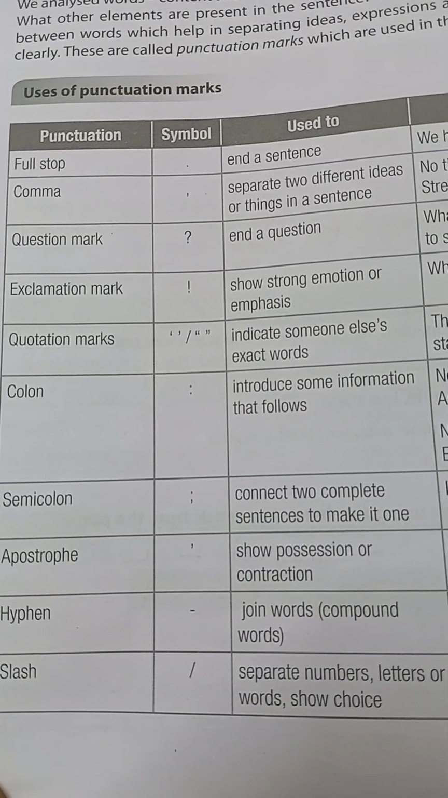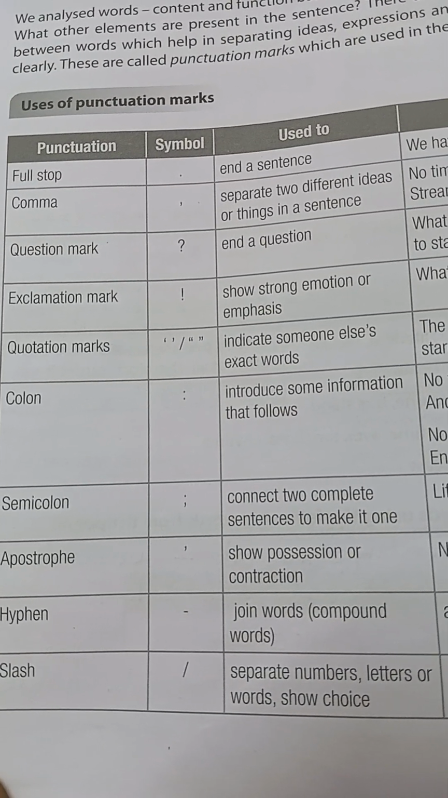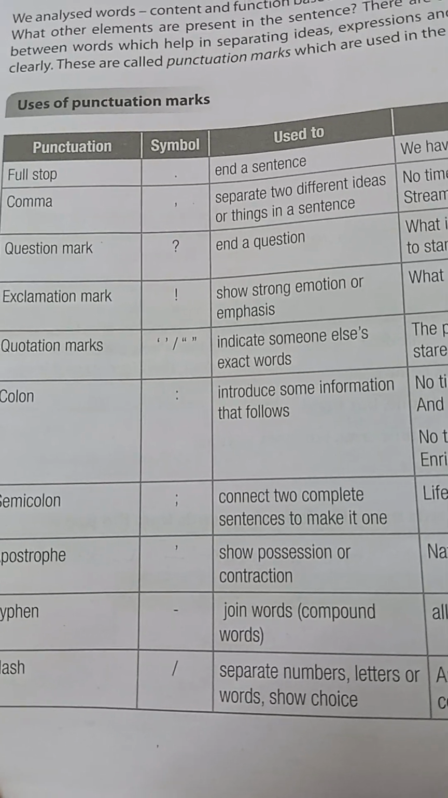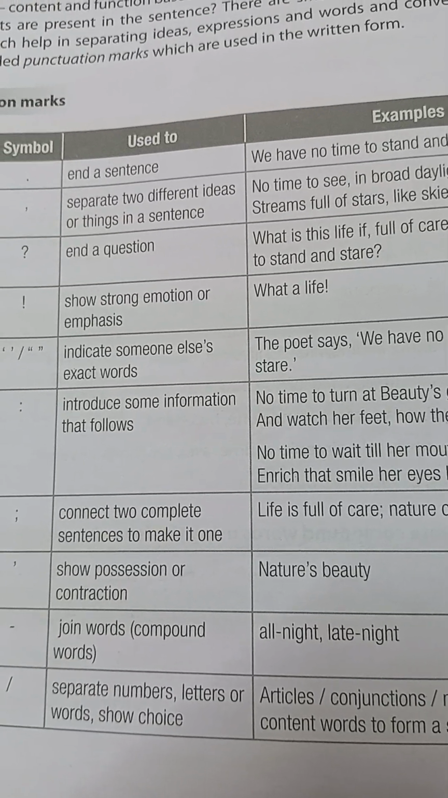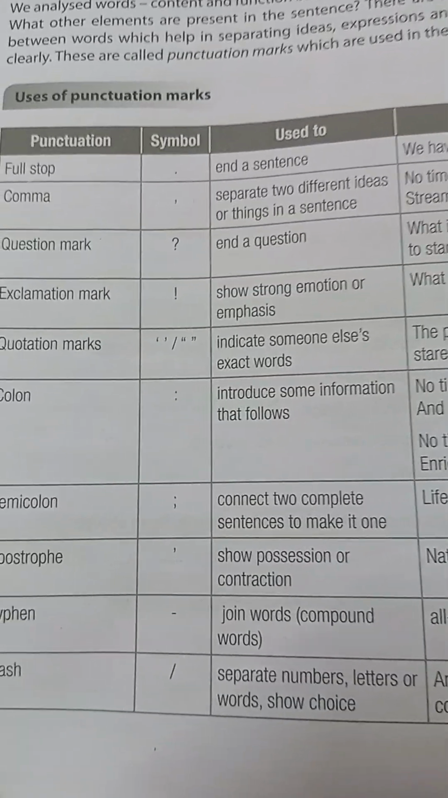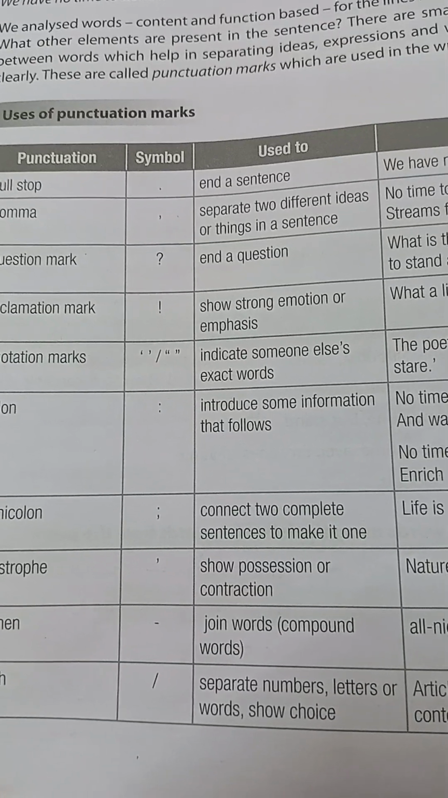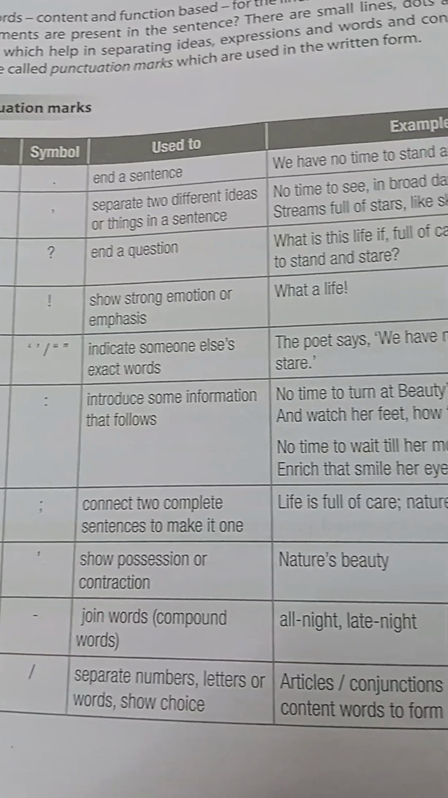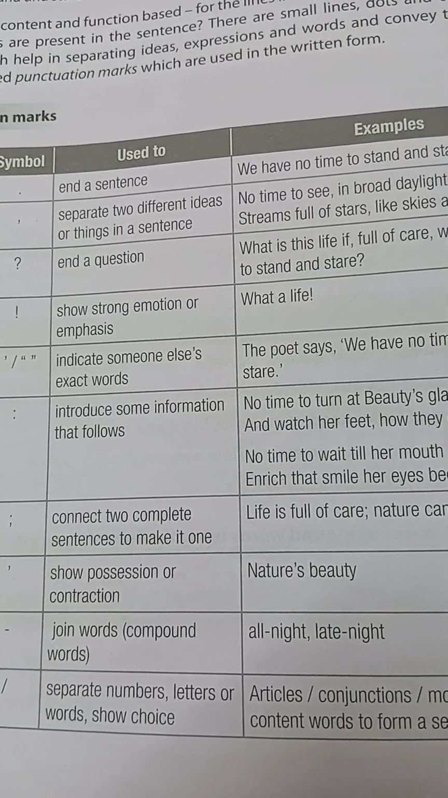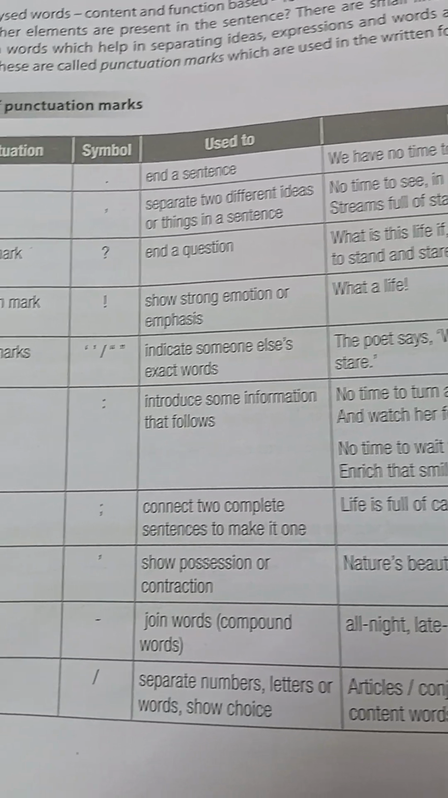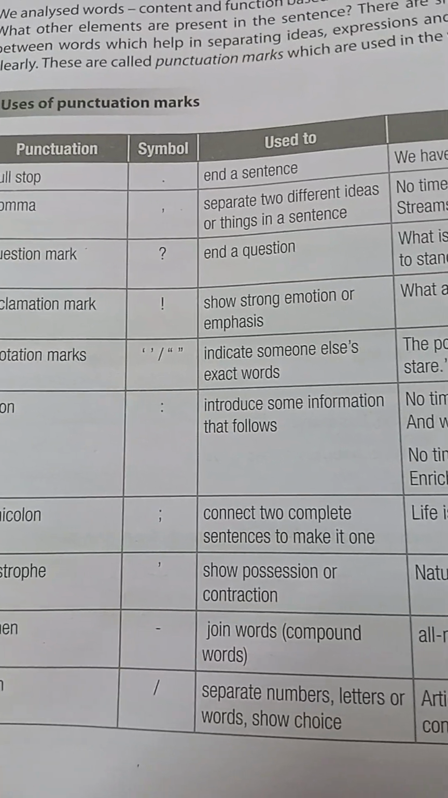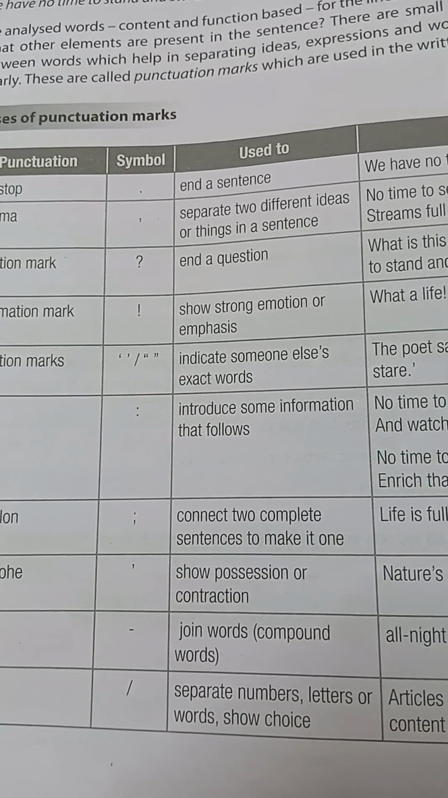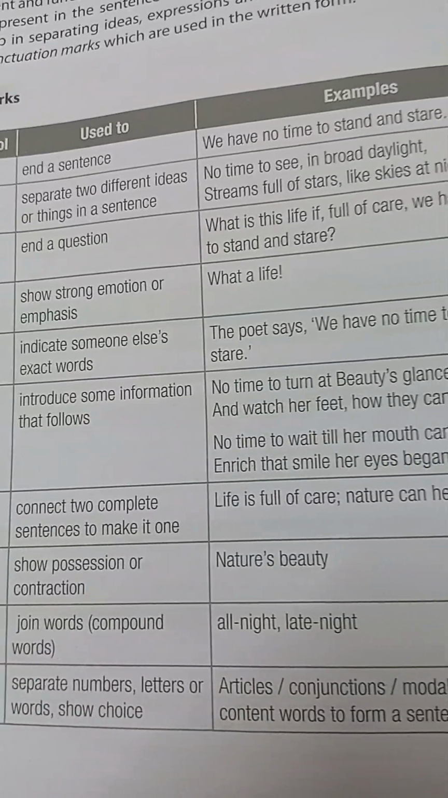And then you have an apostrophe. It is a mark which is inverted up, like the comma which is inverted up. Possessive, okay, possession or contraction. See, nature's beauty. Can you see that? Yes, the apostrophe is put up. And then when you see this hyphen, it joins words, okay, they join common words. All night, and then late night. You can see the two differences. And the next thing you can see is slash, separating numbers, letters, or all those things. You can use slash for articles, conjunctions, modals, all those uses.